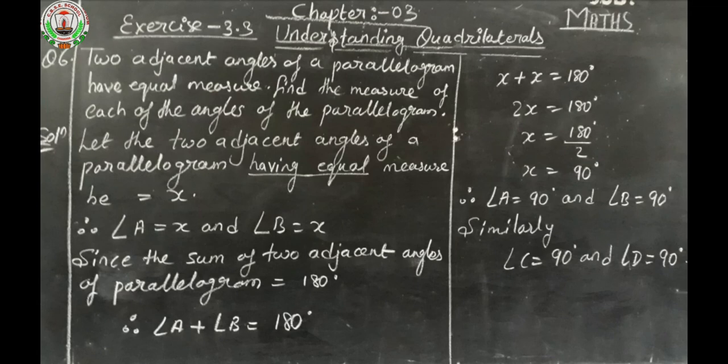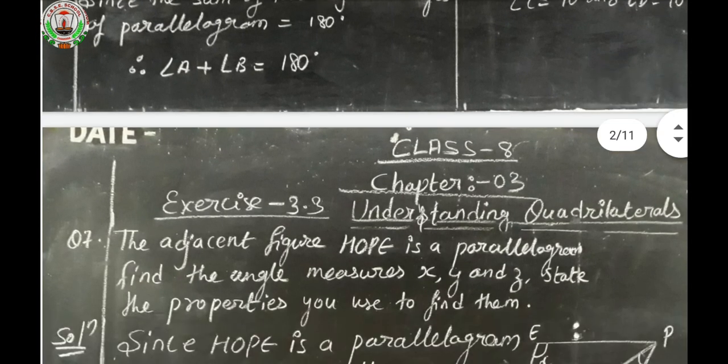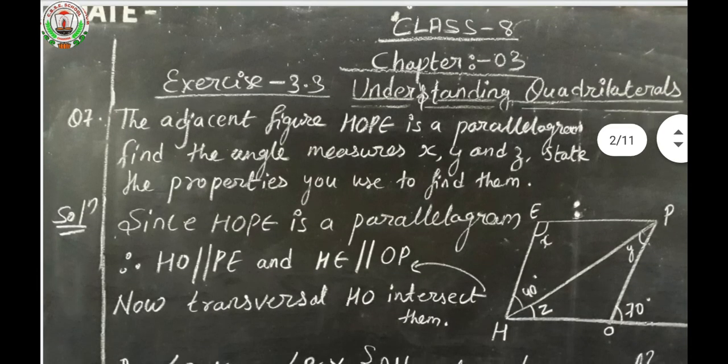And angle C and angle D will also be equal to 90 and 90 degrees respectively. Why is it so? Because for angle B, the adjacent angle will be angle C, isn't it? And for angle A, the adjacent angle will be angle D. That's why all four angles of the parallelogram will be equal to 90 degrees. That means angle A is equal to angle B is equal to angle C is equal to angle D is equal to 90 degrees. Okay, clear everyone?